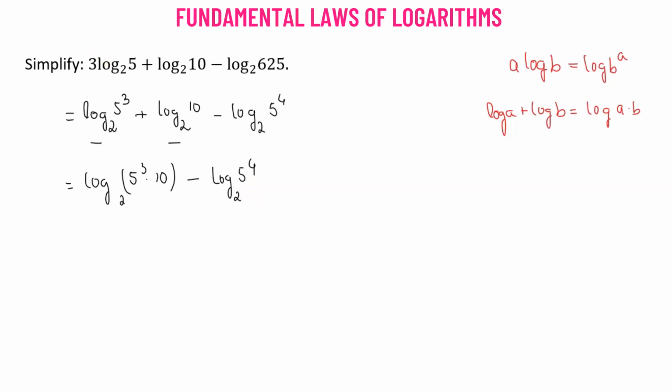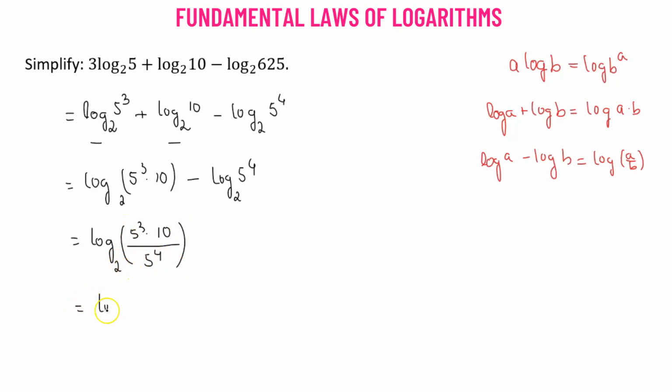Now we have two logarithms and they can also be combined using the property log of a minus log of b, which is equivalent to log of a over b. So that means we have log of 5 cubed times 10 divided by 5 raised to the power of 4 with a base of 2.